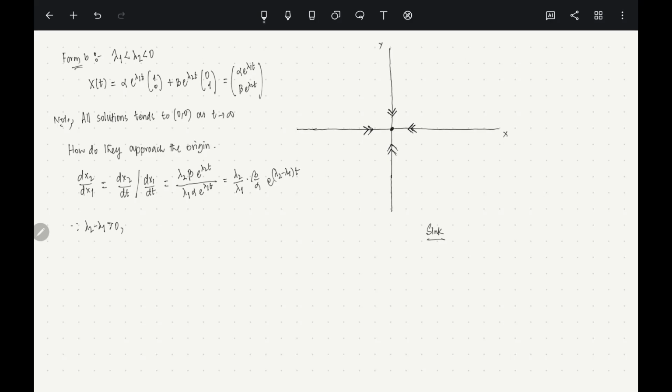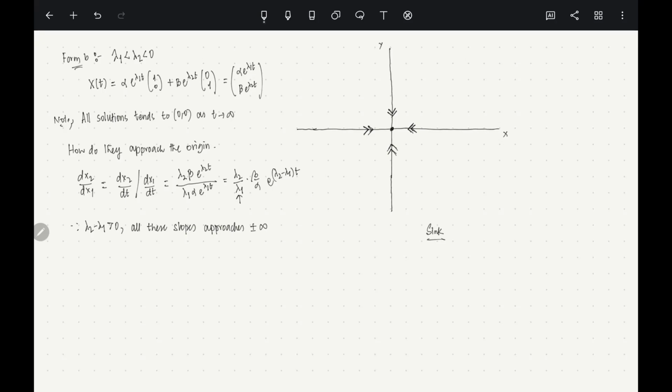Since this is positive, all these slopes approach plus minus infinity. Why plus minus infinity? Because it also depends on the sign of alpha beta, right? That will also change. See, lambda 2 by lambda 1, this particular term, is always going to be positive. Lambda 1, lambda 2, both are negative. So that sign is always going to be positive. Now, depending on whether beta and alpha are positive or negative, you can have any sign, right?